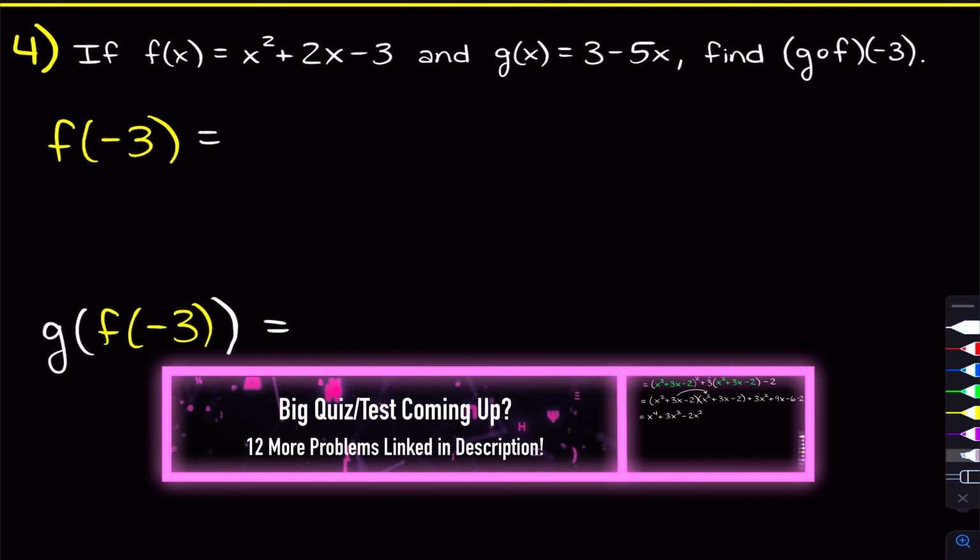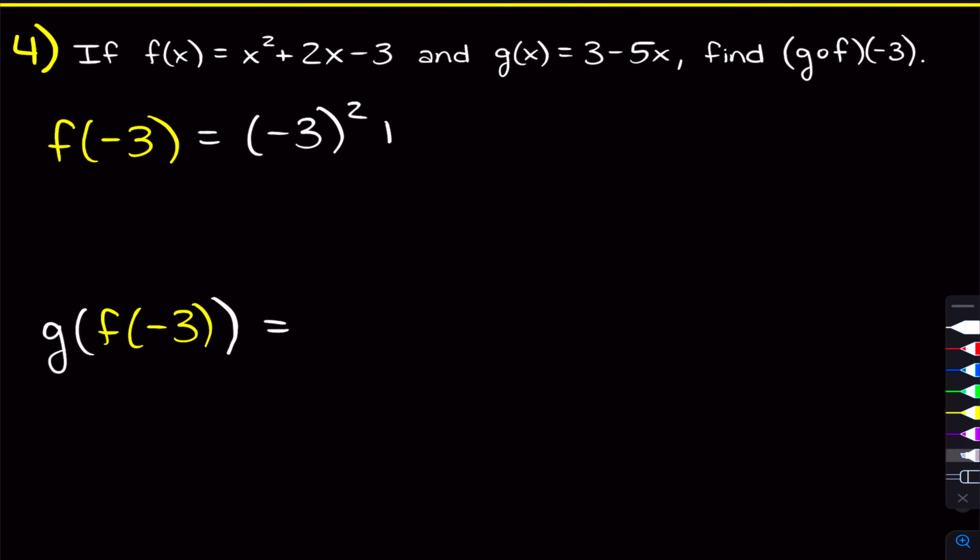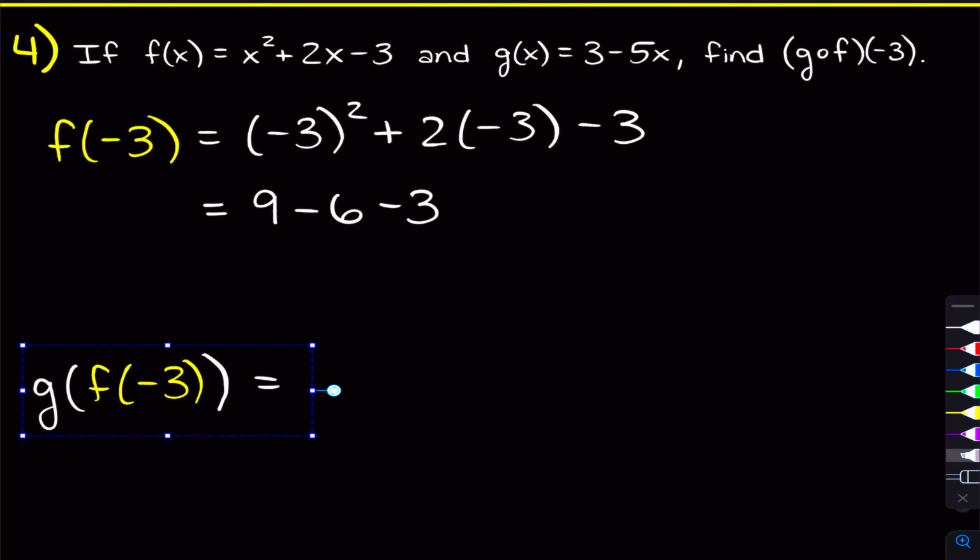So here we're going to plug in a negative 3 for x in the f equation. So instead of x squared, it's going to be a negative 3 squared. Instead of 2x, it's going to be 2 times negative 3. And then we have a minus 3 on the end. And we can quickly simplify that. Negative 3 squared is positive 9. 2 times negative 3 is negative 6. And then we have a minus 3 there. And what that gives us is 9 minus 6 minus 3, which is 0.